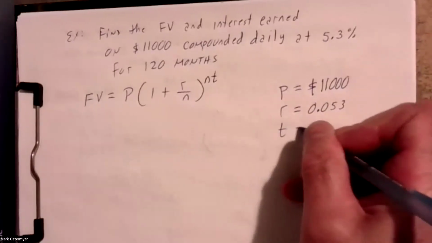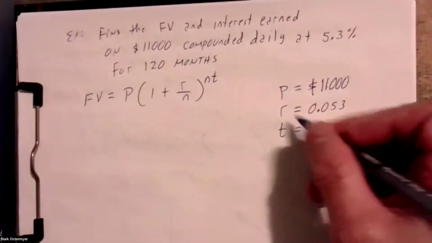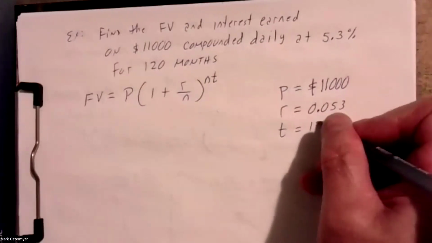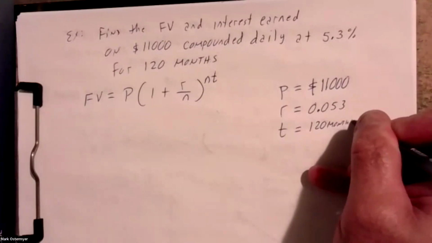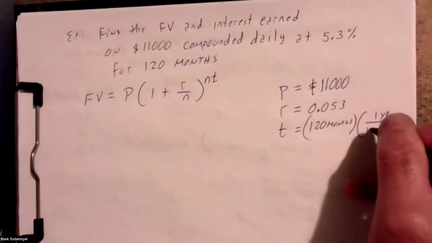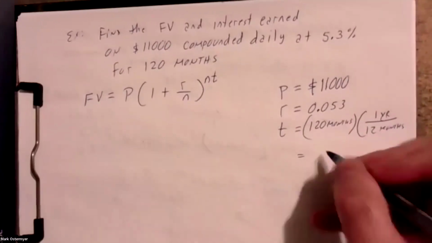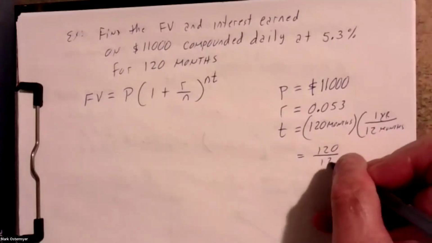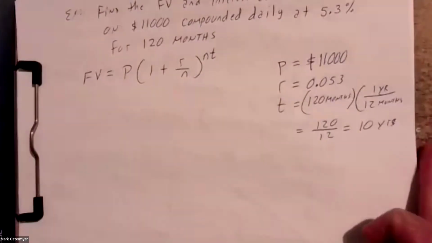The time is what? Not 120. It's not 120 years. It's 120 months. We've got to convert this into years. So it's going to be 120 months times 1 year per 12 months, which causes you to divide 120 by what? 12, which should give us 10. 10 years. Time is 10, not 120.